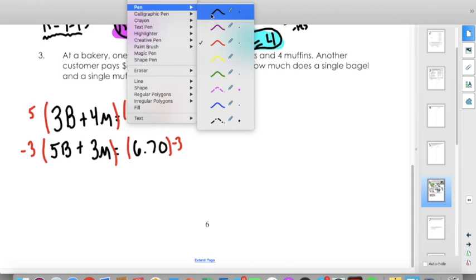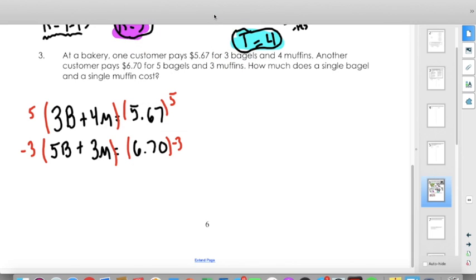Go back to my pen. So let's do an arrow this way. If I do this multiplication, 5 times 3b is 15b. 5 times 4m is plus 20m. And then 5.67 times 5, that's 28.35 if you don't have your calculator. Okay, so that became that.